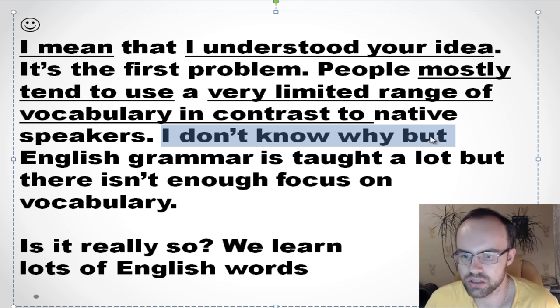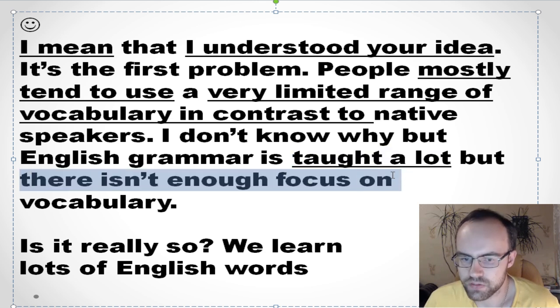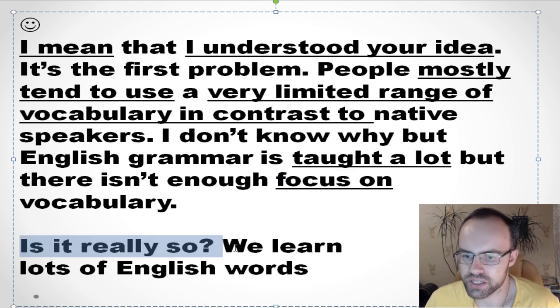Okay, and I don't know why, but English grammar is taught a lot, at school or at university. So teachers give us lots of information on grammar, but I believe, or I tend to think, there isn't enough focus on vocabulary. So I think that we are mostly taught grammar rather than vocabulary, but we really need vocabulary to sound like a native speaker. So is it really so?